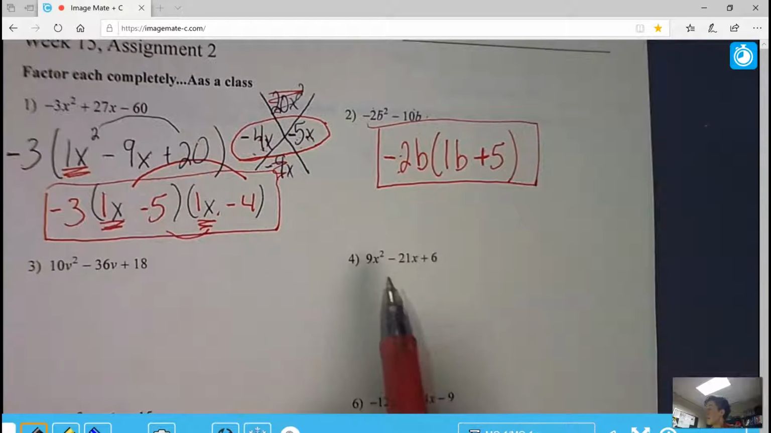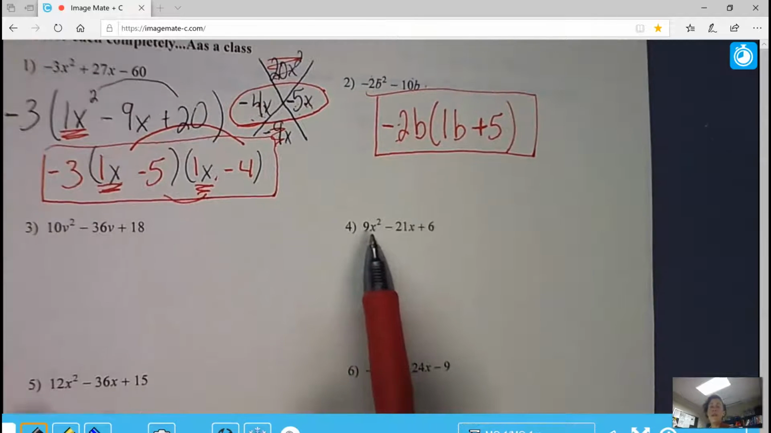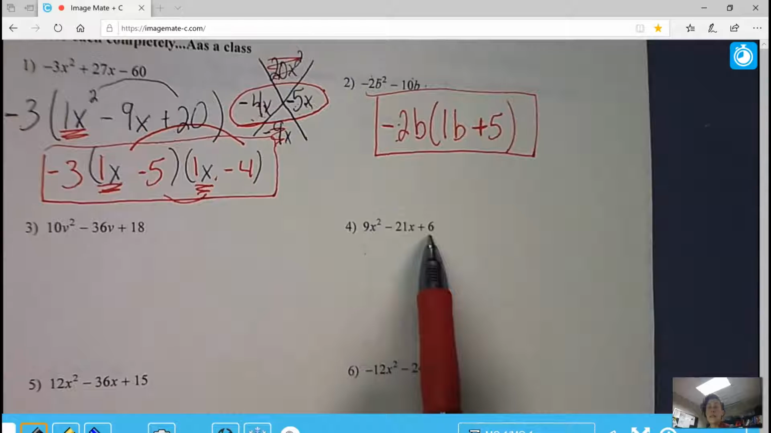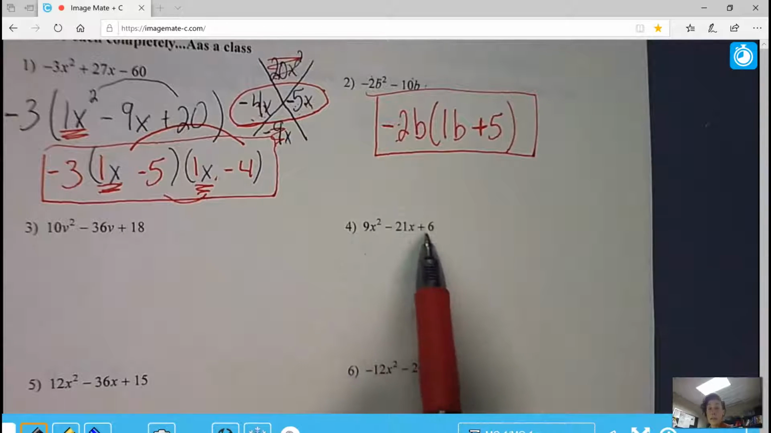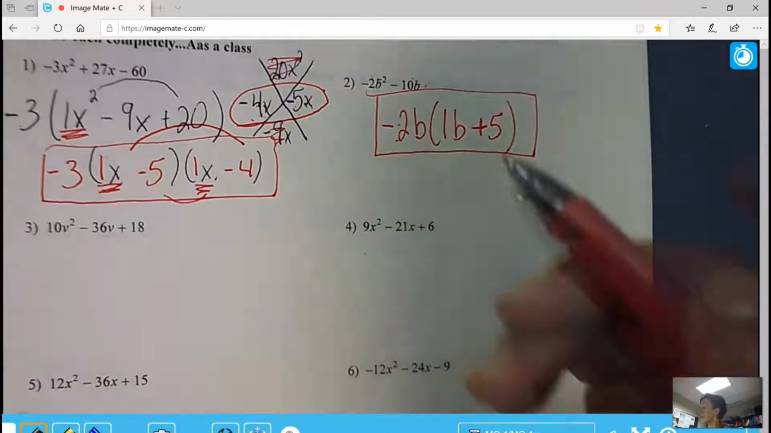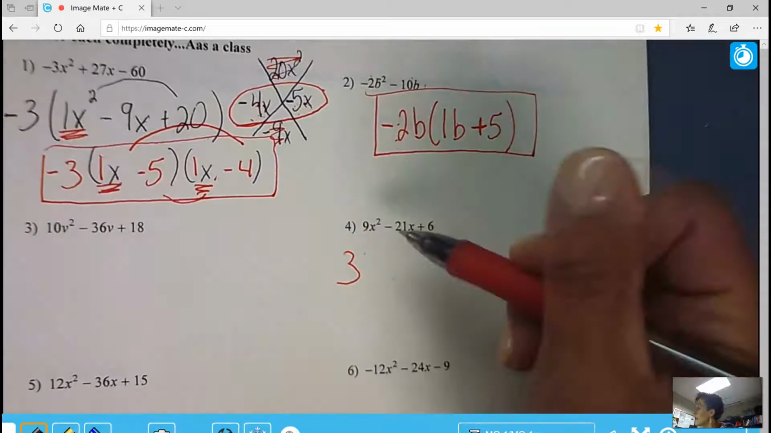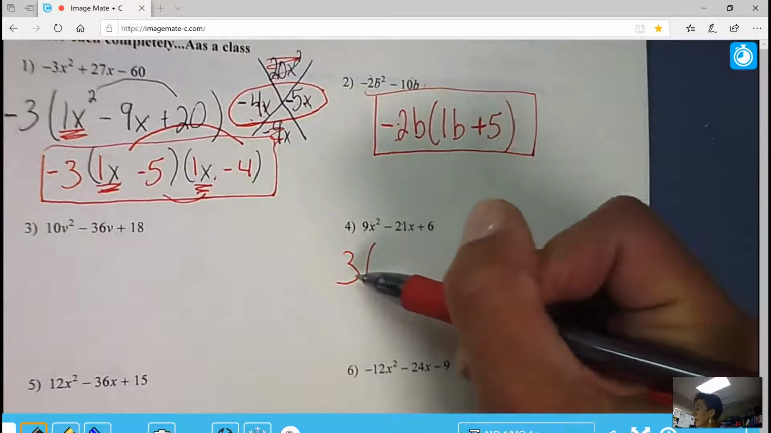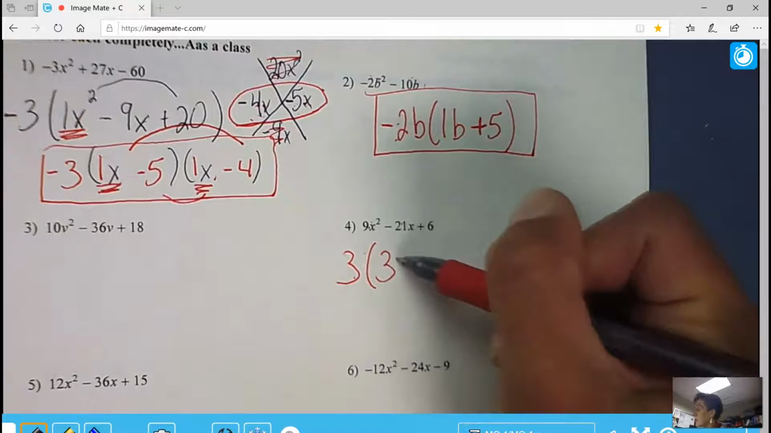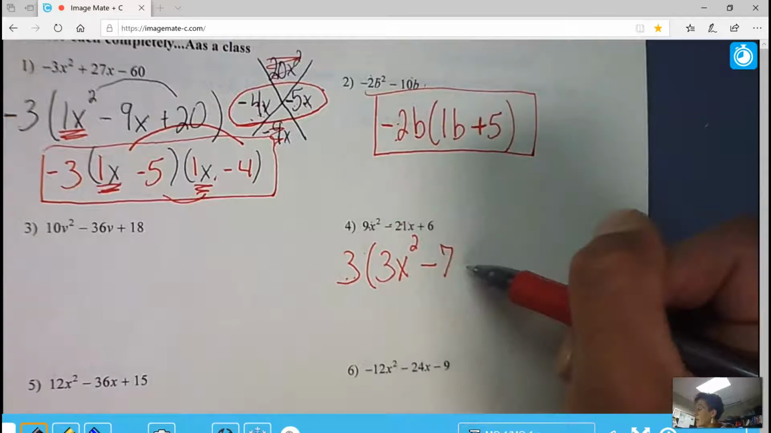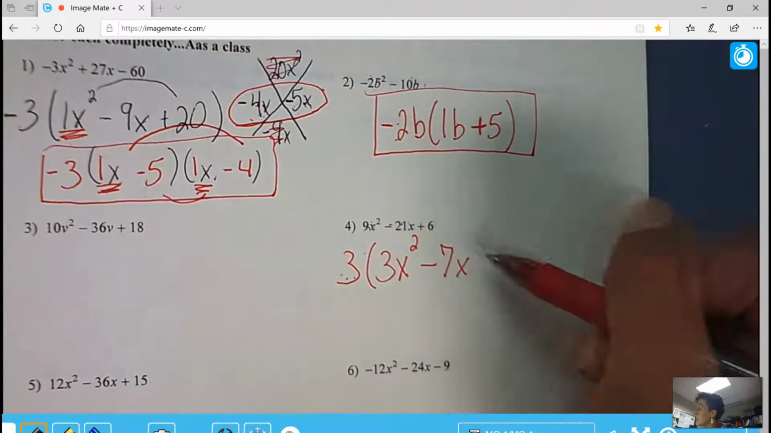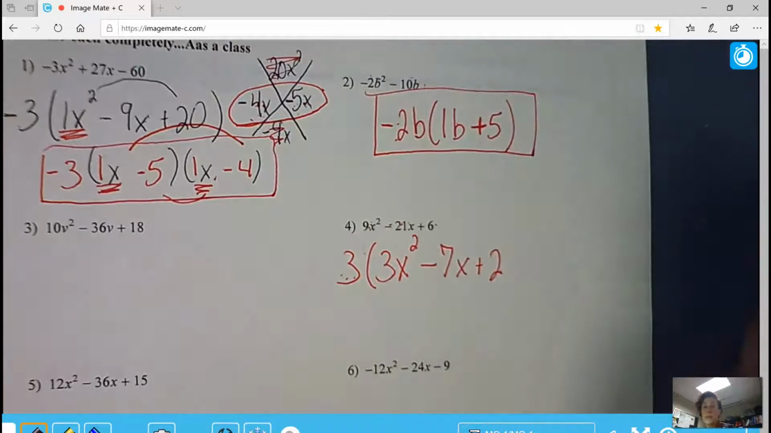All right, I'm going to jump down to this one then, number 4. So the first thing I'm going to look for is a GCF, and this is the smallest number. And although 6 doesn't go into all of these, there's a number smaller than that goes into all of them. So if it's not this number, remember it's always smaller than 6. And 3 can go into all of these. So I'm going to factor a 3 out, and 3 times 3 is the 9 with its x squared. 3 times negative 7 is the negative 21 with its x, and 3 times 2, positive 2, is 6 with no x.